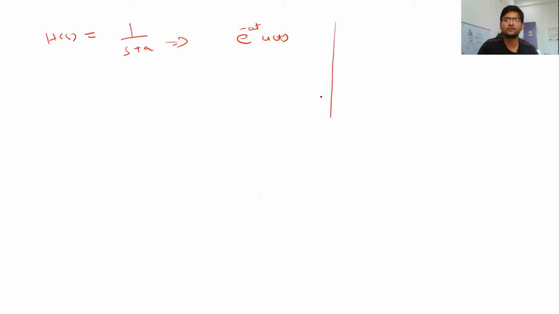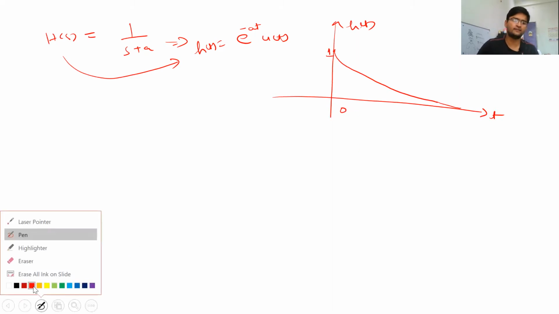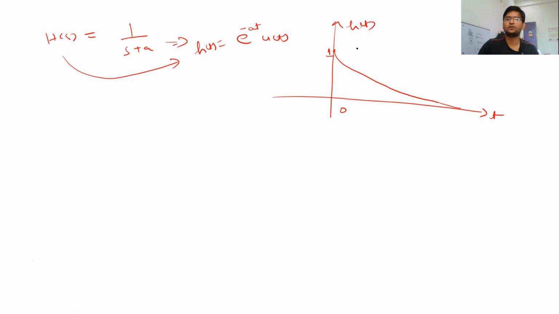If you plot this, how will it look? e to the power minus at into u(t). It will look like this, right? It will slowly go towards 0. So this is basically the inverse Laplace of this H(s) function, h(t). Your h(t) will start from 1 and slowly go towards 0 when the time tends to infinity. So is it a stable system or not? It is definitely a stable system, because as time moves ahead, your response is going towards 0.